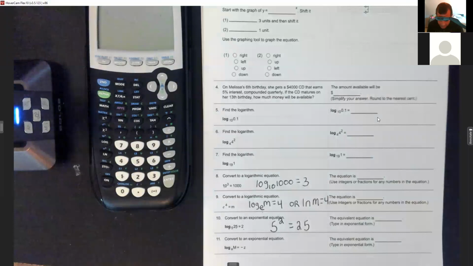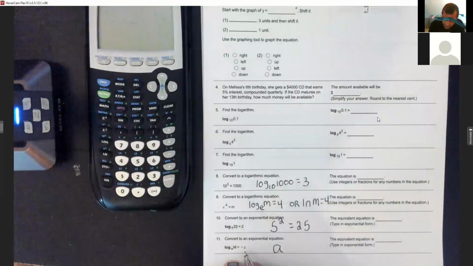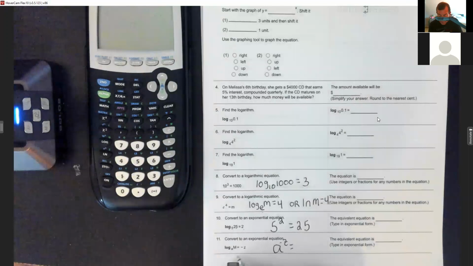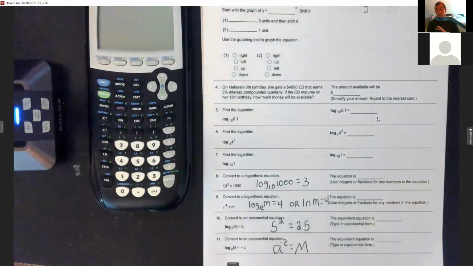All right, let's see, same thing here. Looks like that's a base A. So A is my base. My exponent is a negative Z, and A to the negative Z equals M, okay? So remember, in this form, it's always base, exponent, result. Base, exponent, result. Okay, you just gotta get used to those and be able to go back and forth on those, okay?